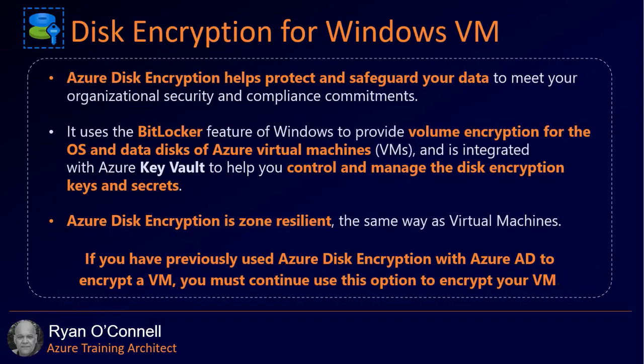Azure Disk Encryption helps protect and safeguard your data to meet your organizational and compliance commitments. It uses the Windows BitLocker feature and provides volume encryption for the OS and data disks of the Azure virtual machines. And it's integrated with Azure Key Vault to help you control and manage disk encryption and your keys and secrets. Azure Disk Encryption is zone resilient the same way as virtual machines are. If you've previously used disk encryption with Azure AD to encrypt your VMs, you must continue to use this option to encrypt your VMs. You can't swap and change unless you create a whole brand new key vault.